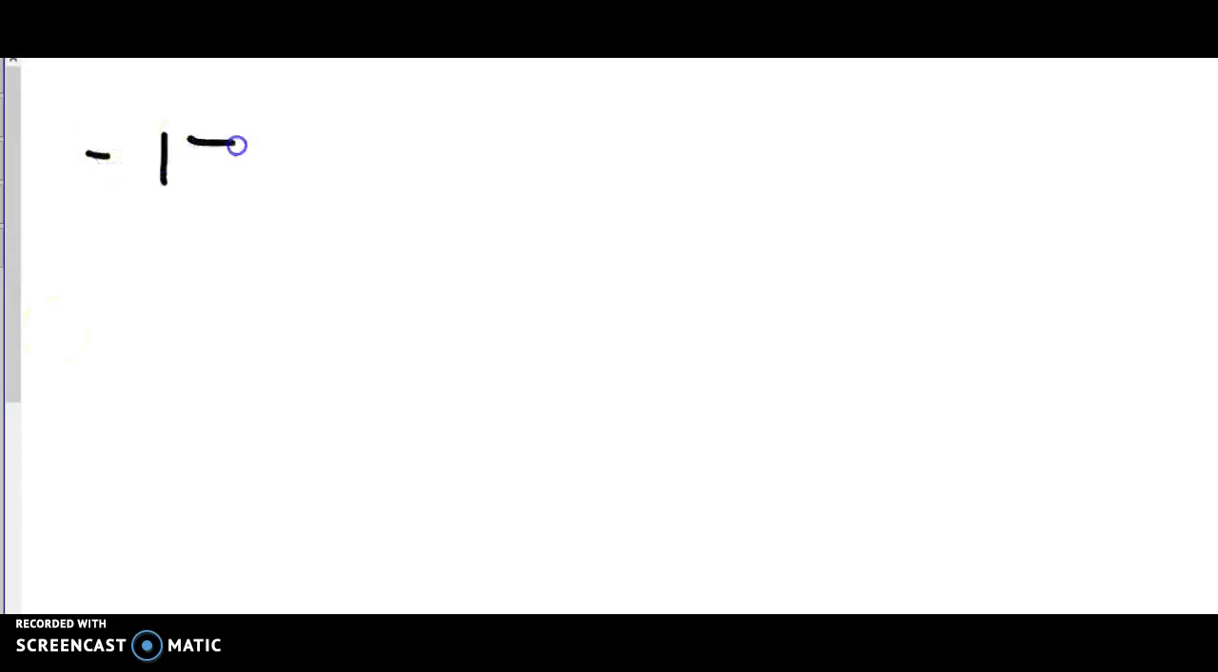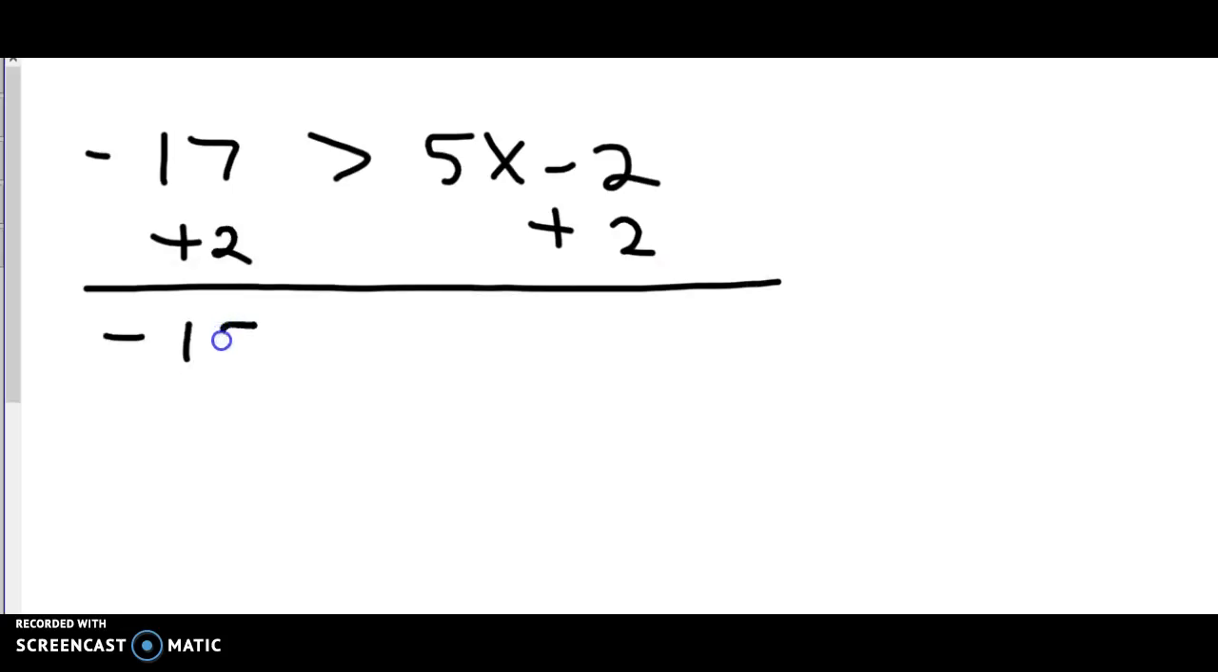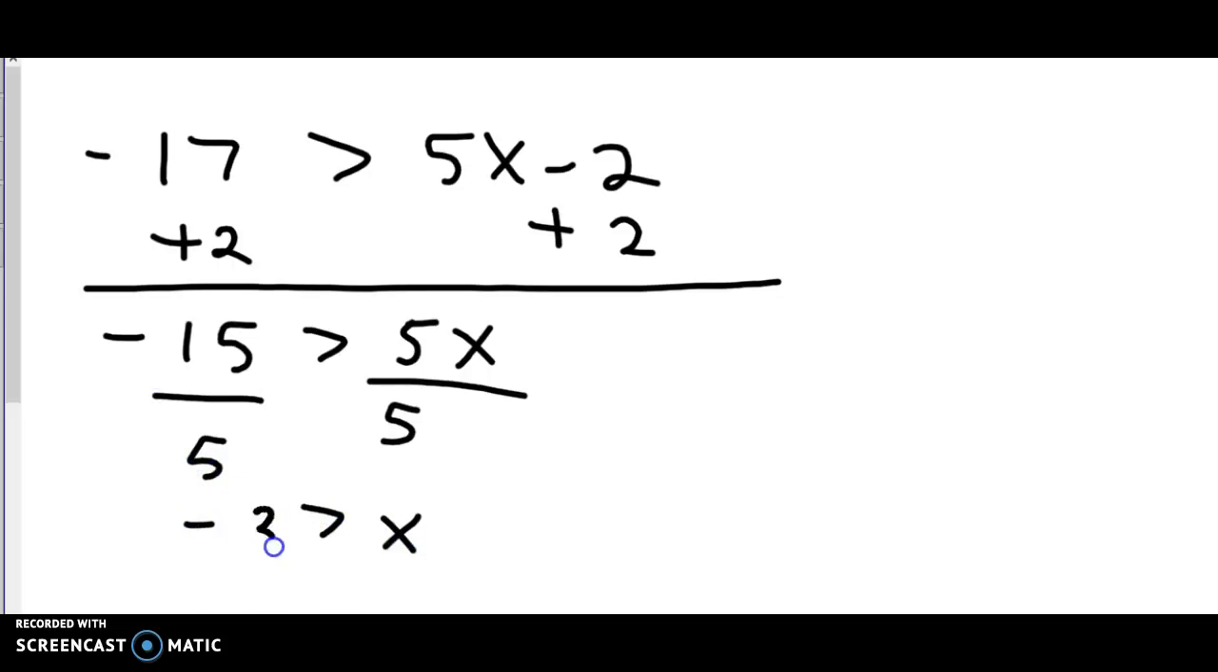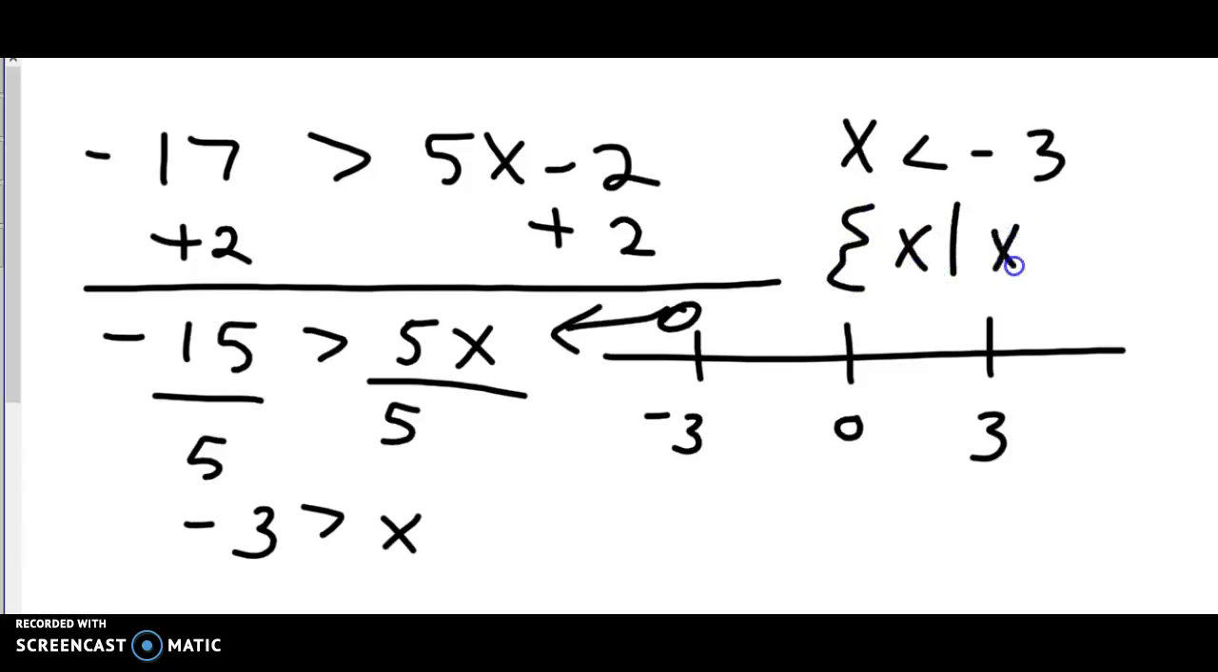So now we're going to say negative 17 is greater than 5x minus 2. So we're going to add 2. We get negative 15 is greater than 5x. Divide both sides by 5. So we can say x is less than negative 3. Right? So our number line, open circle, shade to the left. Solution set is x such that x is less than negative 3.